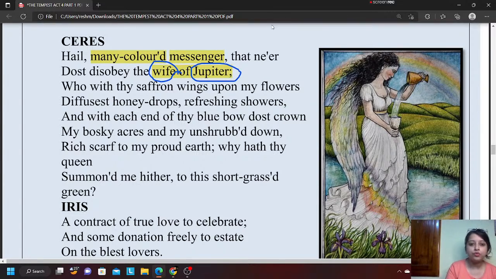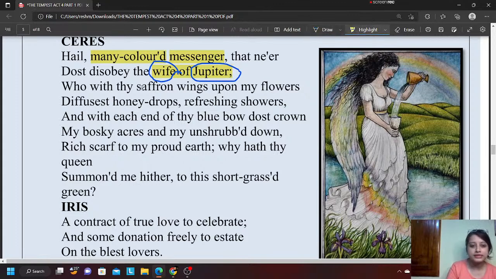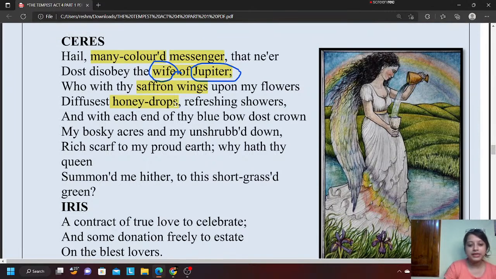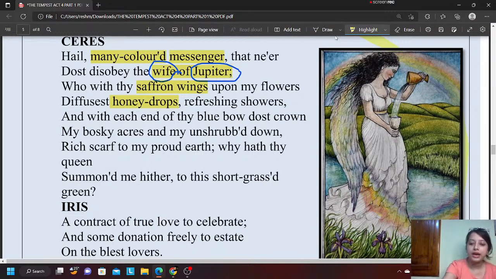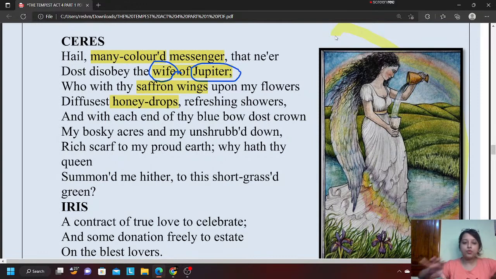Who with thy saffron wings? Who has saffron wings? Of course Iris has saffron wings. Upon my flowers diffusest honey drops. ये पिक्चर को आप ठीक से देखो. ये पिक्चर में क्या दिखाया गया है? रेनबो है ना. So it has a beautiful lining, right? So Ceres is talking about Iris, the beauty of Iris. It is like a wing. Okay, and it diffuses honey drops, refreshing showers, and with each end of the blue bow does crown my bosky acres, that means my lands, and my unshrubbed down.